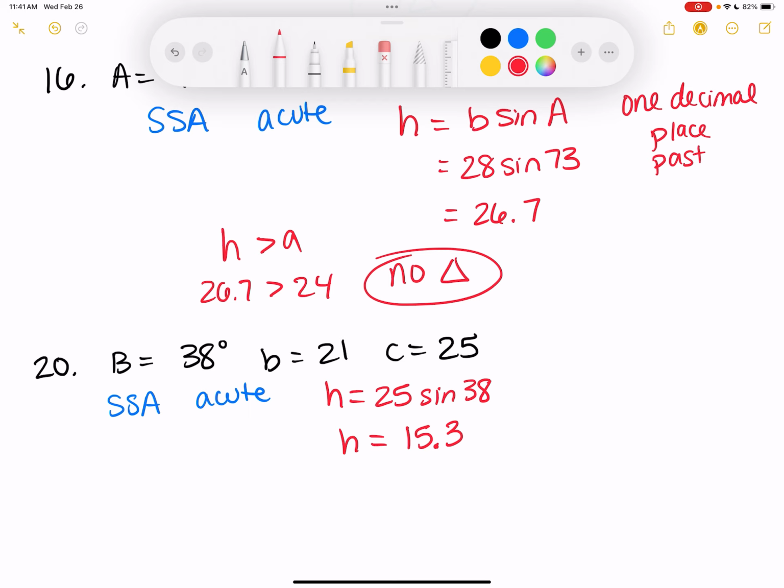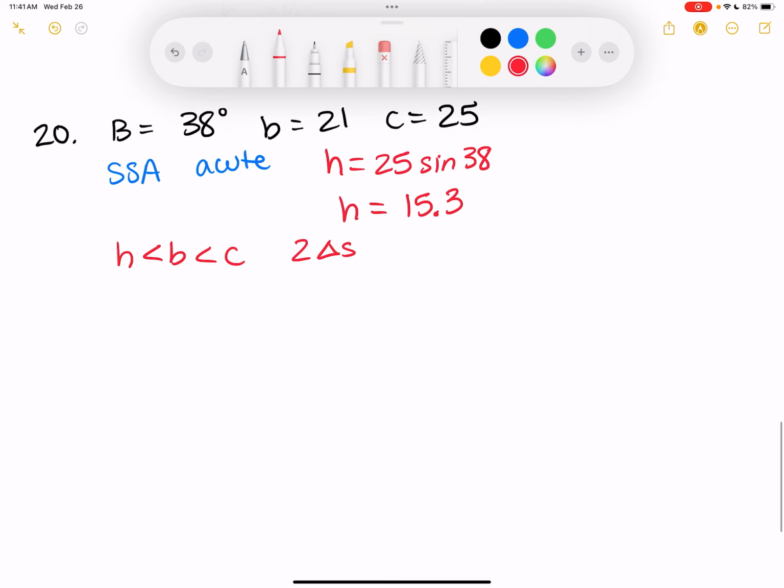So H compared to B is the next thing that I'm looking at. H isn't equal to B. It's not greater than B. It's less than B, which is also less than C. So what does that mean? Yep, H is less than B, less than C. So there are 2 triangles. So I'm going to try to draw them out for you so that you can see it.